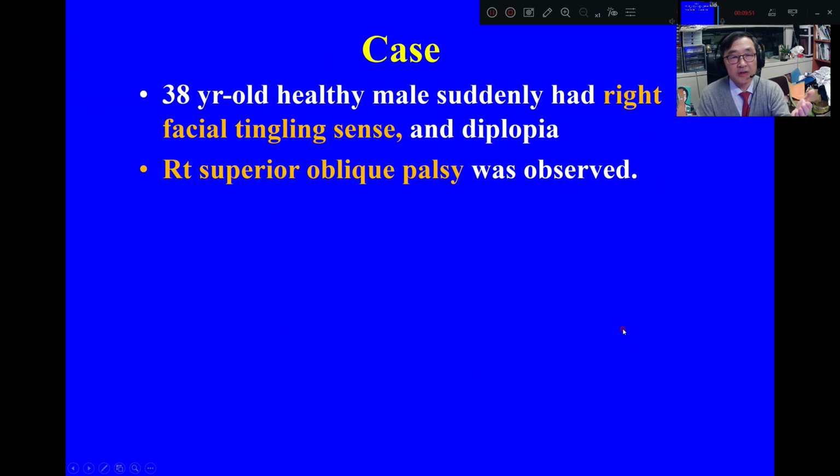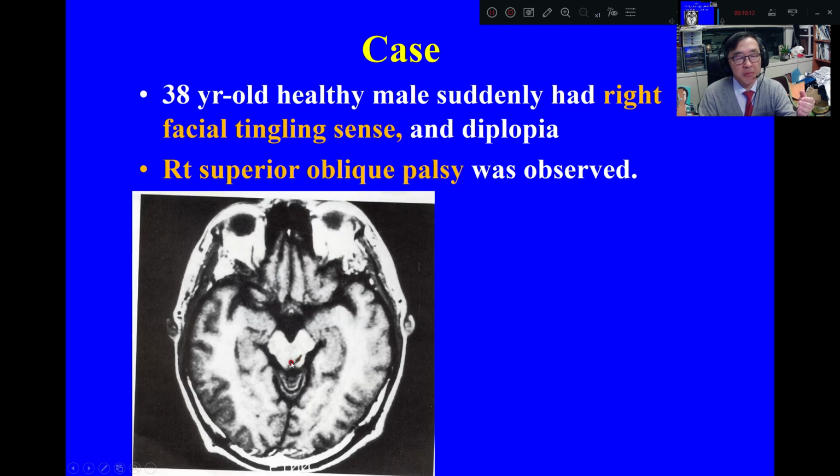So this is again an unusual case. Think about the location. A 38-year-old healthy male suddenly had right facial tingling sensation and diplopia. Examination showed only right superior oblique palsy. How can you explain these symptoms? The lesion is here in the D part.